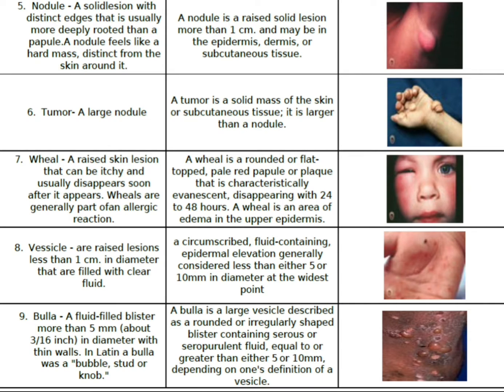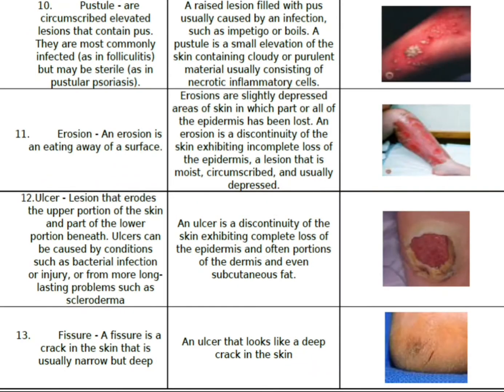9. Bulla. So bulla refers to a fluid-filled blister more than 5 millimeters, about 3 over 16 inches, in diameter with thin walls. In Latin, a bulla was a bubble, stud or a knob. A bulla is a large vesicle described as a rounded or irregularly shaped blister containing serous or seropurulent fluid equal to or greater than either 5 or 10 millimeters depending on one's definition of a vesicle. So that's a bulla on the diagram that you can see.